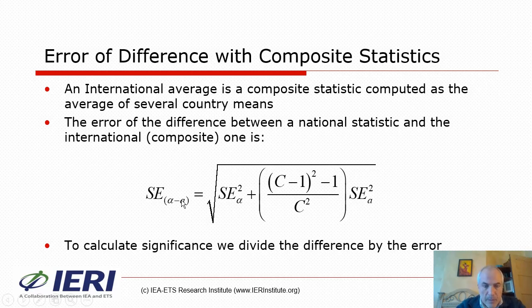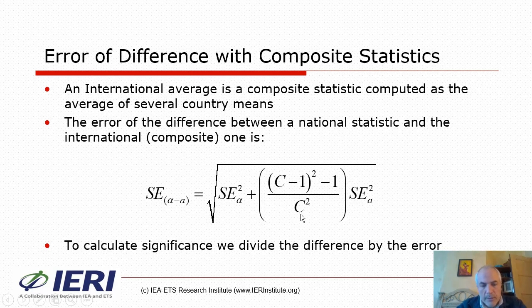The standard error of that difference is the variance of the international estimate plus the standard error for that statistic for the country squared, multiplied by this factor: number of countries minus 1 squared minus 1, divided by the number of countries squared.